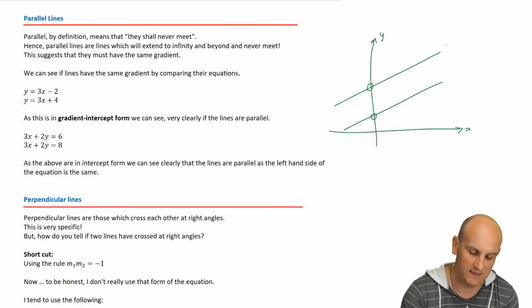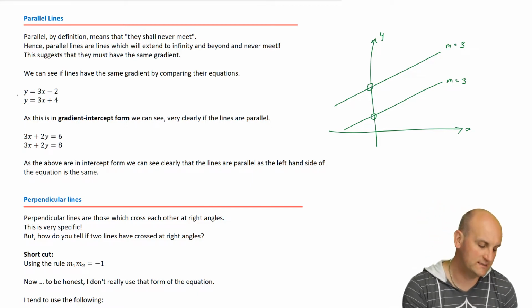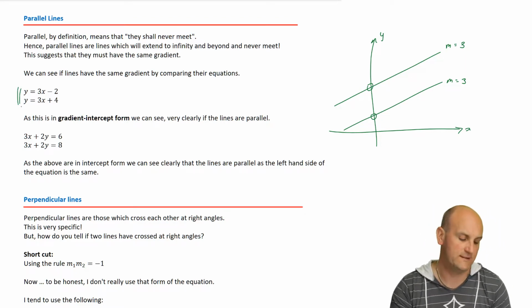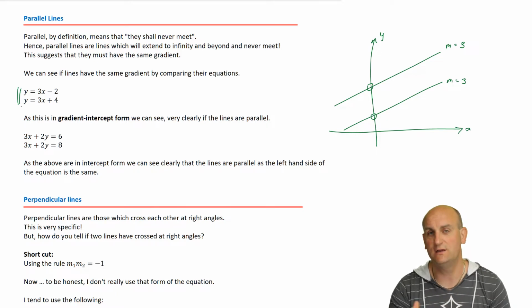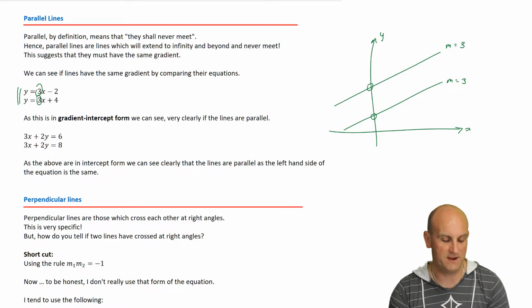But if I was to look at the gradient of this, and if I was to look at the gradient of that, they would have to be identical. So in this situation, the gradient is equal to 3. Now, looking at these examples of these lines, it's really easy in that format to look at them and go, well, because it's in gradient intercept form, the gradients are the same. They're both 3. So lo and behold, they are parallel.